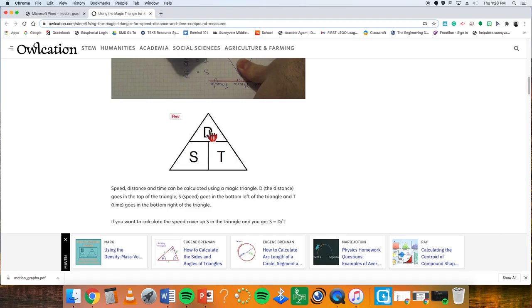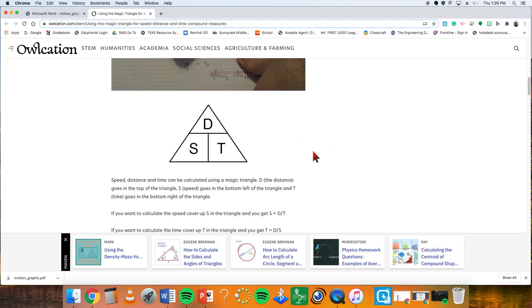So D is the top dog here. You're going to take D and put it in the house. And then you'll have either S or T, whichever one they give you, because the other one will be the X. So in this case, if they give you speed, X is going to be time. So you're going to be dividing distance by speed, and your answer will be the time. So that's kind of how this goes.